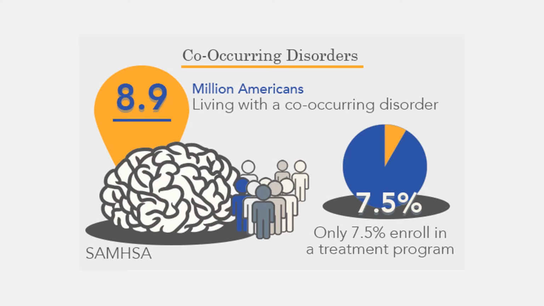Here's just a little more statistics put into a graphic from SAMHSA. They state here that 8.9 million Americans are living with a co-occurring disorder. So that definitely is a big section of our population. However, you can see as well that only about 7.5% of those 8.9 million enroll in a treatment program. So there definitely is a need for integrated treatment for co-occurring disorders.